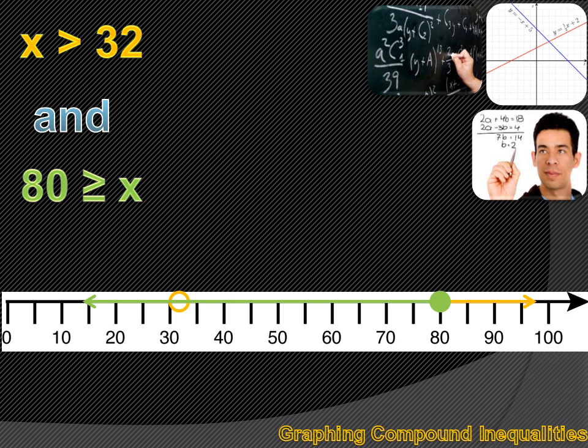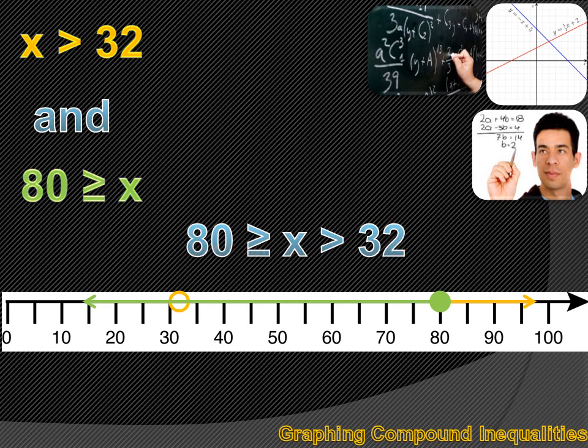Well, I can see I've got an x here, and to the left of the x I've got 80 is greater than or equal to, and I've got an x here, and to the right of the x I've got is larger than 32. If I were to bring those two x's together and write 80 is greater than or equal to x, which is also greater than 32, I would have combined that inequality with that inequality into one combined inequality.